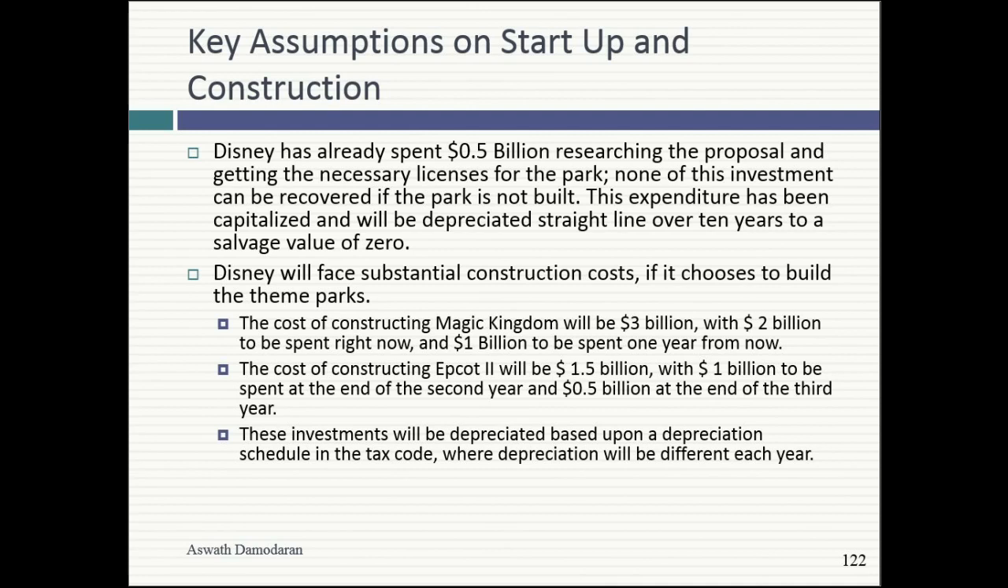Magic Kingdom is going to cost 3 billion: 2 billion up front and $1 billion at the end of the first year, so that's kind of a spread out cost. Epcot is going to cost $1.5 billion, $1 billion in year 2 and $500 million. So you can see for the next 3 years you have investments coming in that are going to cost you money. All of these investments are going to be treated as capital expenses and depreciated according to a depreciation schedule.